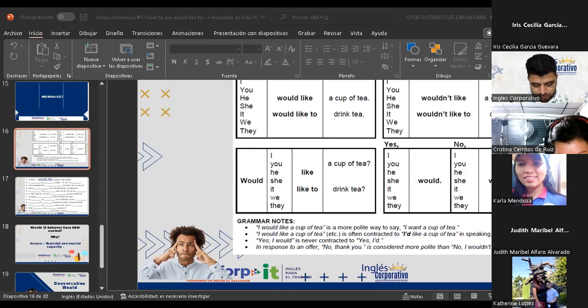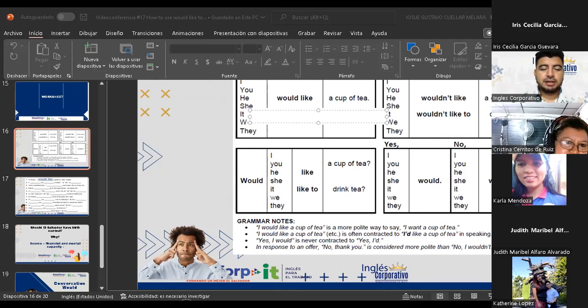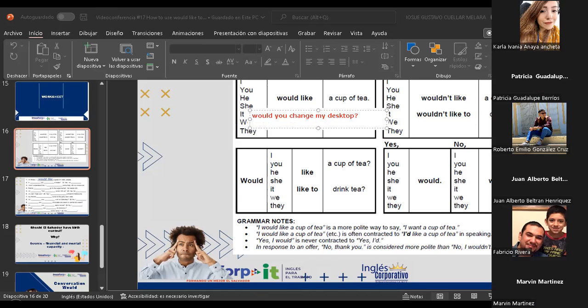Okay. What about Roberto? No, me perdí. Estoy perdido en mis recuerdos. Okay. Bien, vamos a ver cuál es la que me dijiste. Would Carly, would you... Would you like change the desktop? En este caso sería solo would you change. Mm-hmm. Just change. Would you change my desktop? Okay. Nice. Yeah, let's listen. Here we have some other, for example.